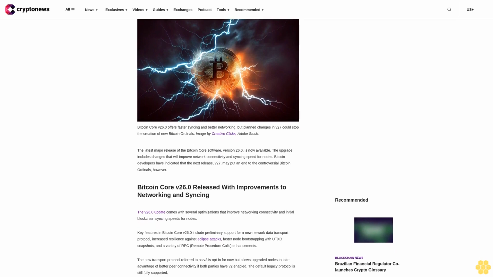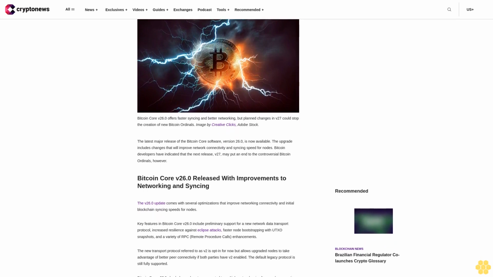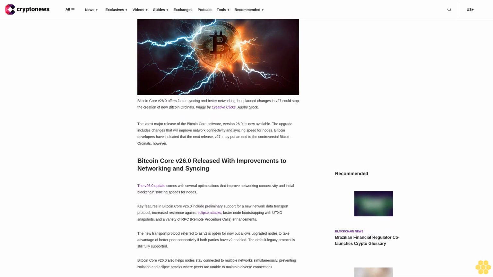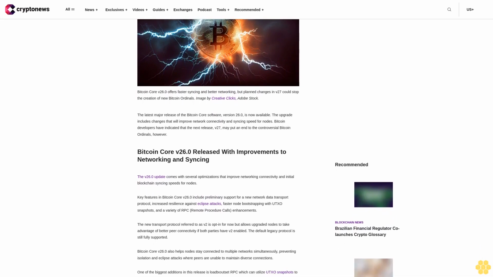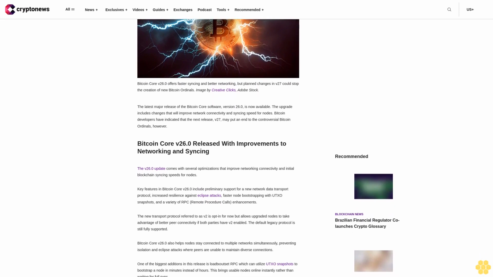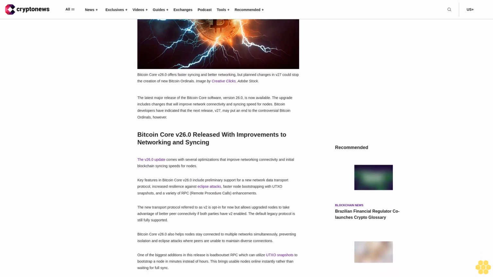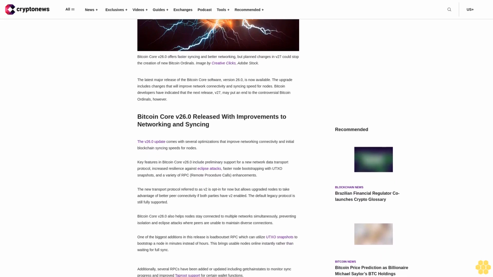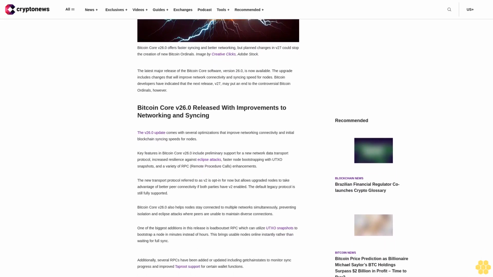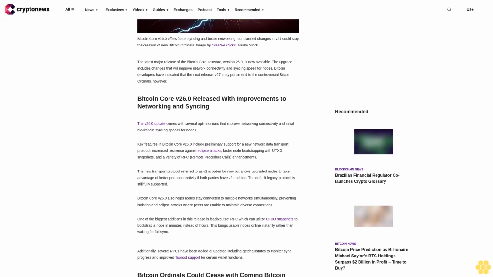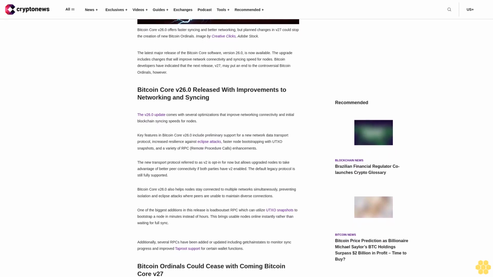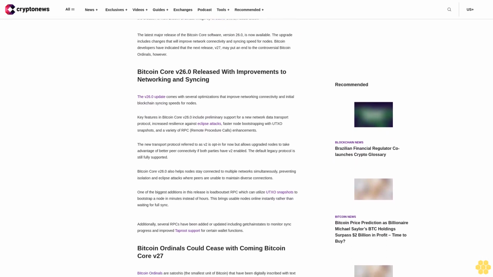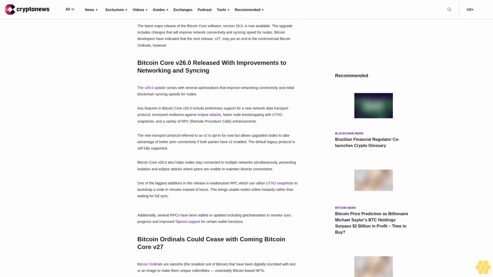The latest major release of the Bitcoin Core software, version 26.0, is now available. The upgrade includes changes that will improve network connectivity and syncing speed for nodes. Bitcoin developers have indicated that the next release, V27, may put an end to the controversial Bitcoin ordinals. However, Bitcoin Core V26.0 was released with improvements to networking and syncing. The V26.0 update comes with several optimizations that improve networking connectivity and initial blockchain syncing speeds for nodes.